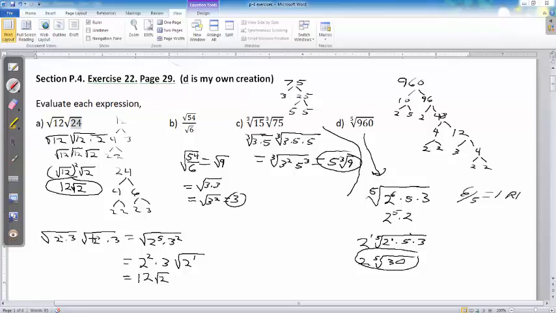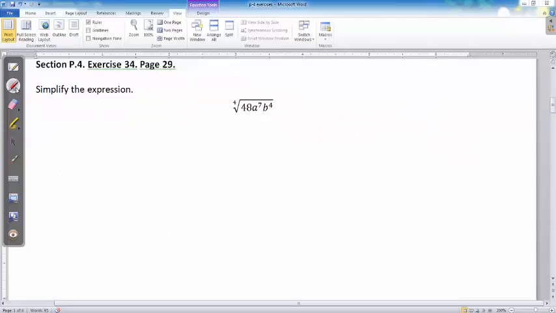But the nice thing about this is it will always work. Eventually, you can factor numbers down to these prime factors, and then you can tell what you can bring out. It's a really nice method in that respect. The next problem we're going to look at is exercise 34 on page 29. This is a nice problem because it builds on what we were just doing before.